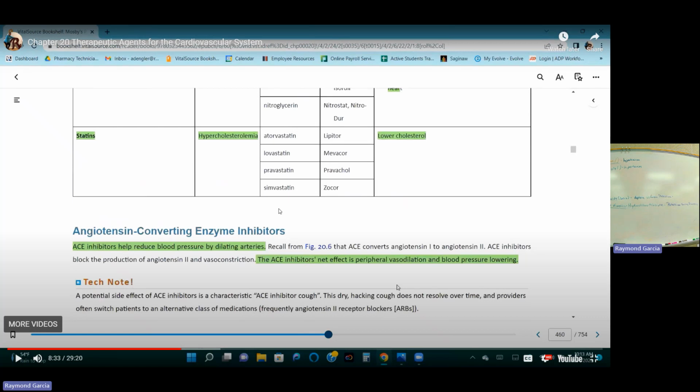So anything that's in statins, such as atorvastatin, lovastatin, pravastatin, simvastatin, think of those as cholesterol medications to lower cholesterol.